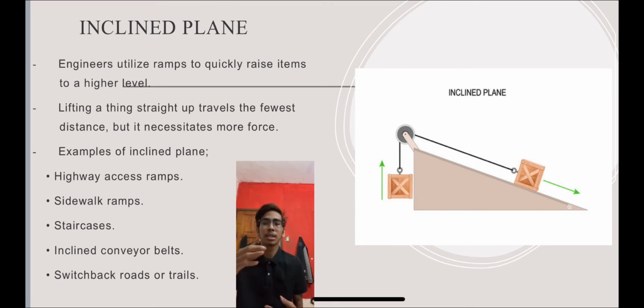An object can be raised in one of two ways, by lifting it straight up or pushing it diagonally up. Lifting a thing straight up travels the fewest distance, but it takes more force. Using an inclined plane, on the other hand, takes a lesser force but must be applied over a longer distance. A highway access ramp, sidewalk ramp, staircase, inclined conveyor belt, and switchback roads and trails are all examples of inclined planes.